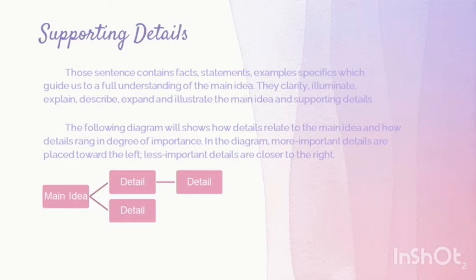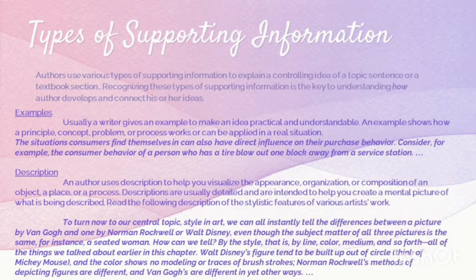The following diagram will show how details relate to the main idea and how details range in degree of importance. In the diagram, more important details are placed toward the left, less important details are closer to the right. Look at the example diagram. Types of supporting information.